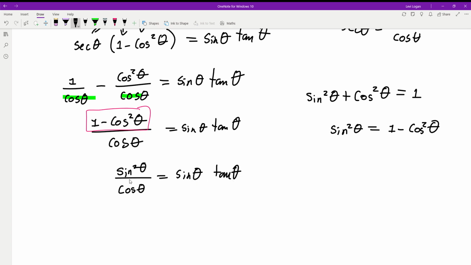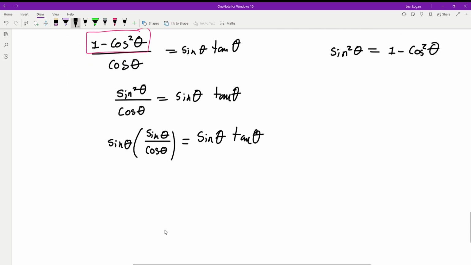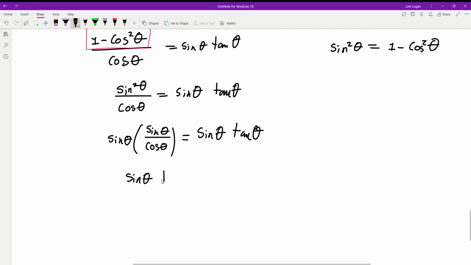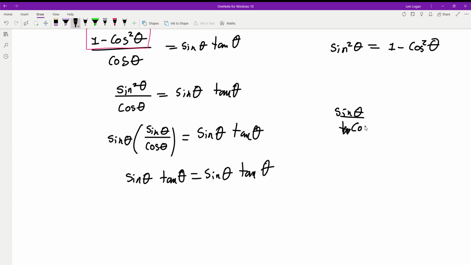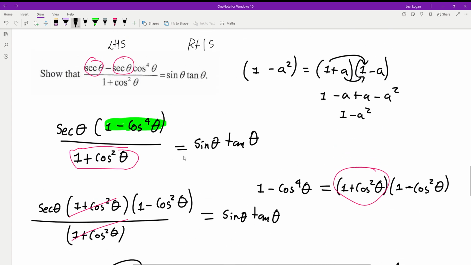Now, if I take out a factor of sine, I'll have sine theta multiplied by sine theta on cos theta. Now, sine theta on cos theta is tan theta, so I can replace that with tan theta. So I'll have sine theta tan theta is equal to sine theta tan theta. All I did was substitute this, because I know sine theta on cos theta is equal to tan theta. So your left hand side is equal to your right hand side, and that's how we prove that trig identity.